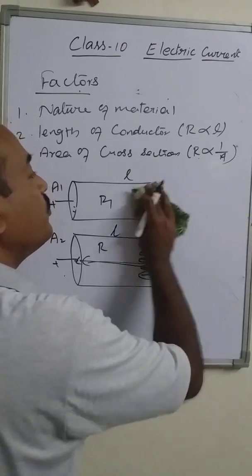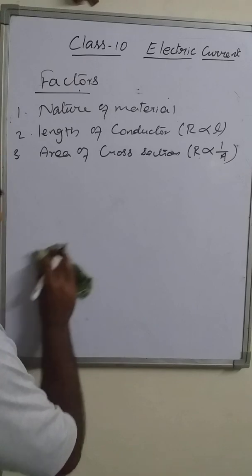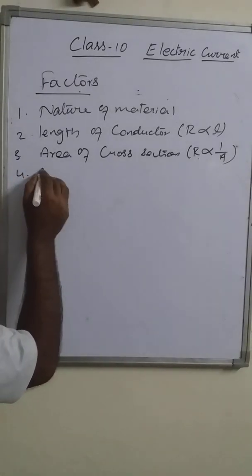Now coming to the fourth factor on which the resistance of a conductor depends. Here the fourth factor is the temperature of the conductor.